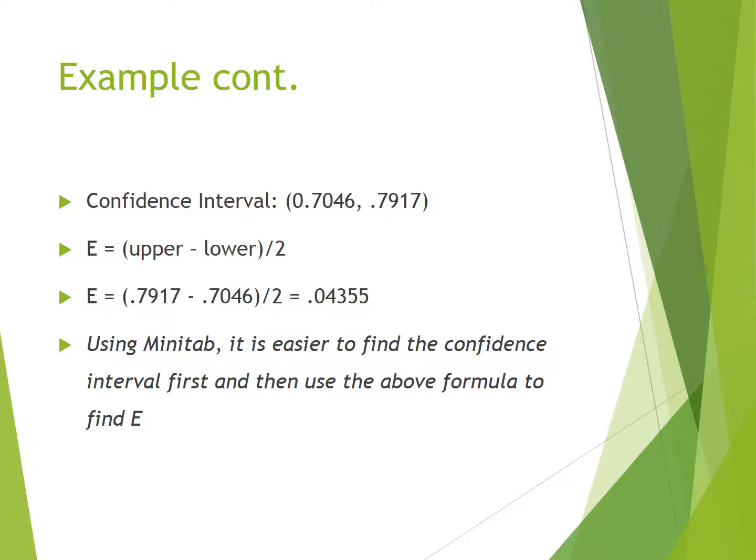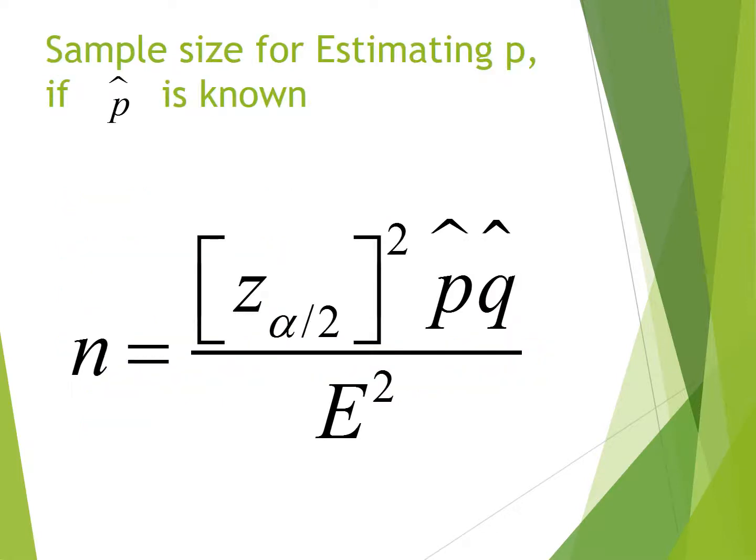Okay, so using Minitab, it's really easier to find the confidence interval first and then go back and use the above formula to find E. Looking for a sample size given a specific margin of error, you need to use this formula. N is equal to the critical value squared times p hat times q hat, over the margin of error squared. Now you use this if p hat is known.